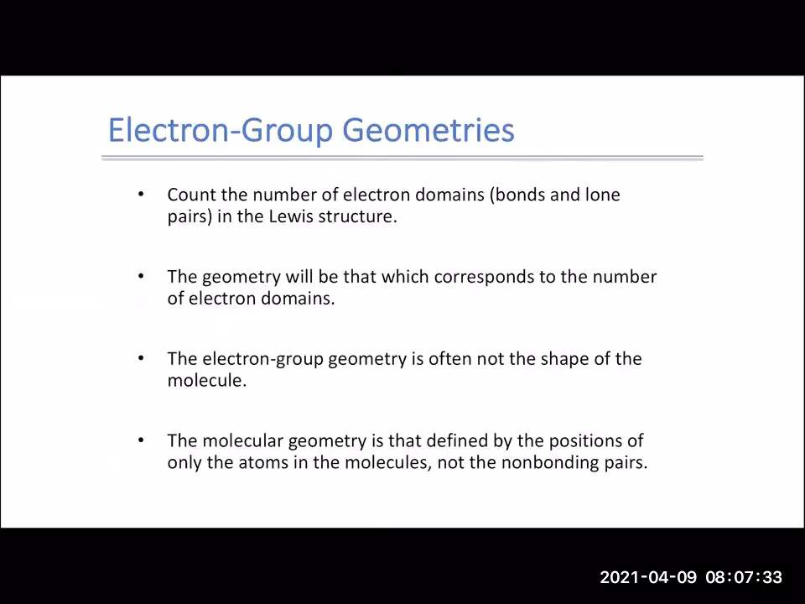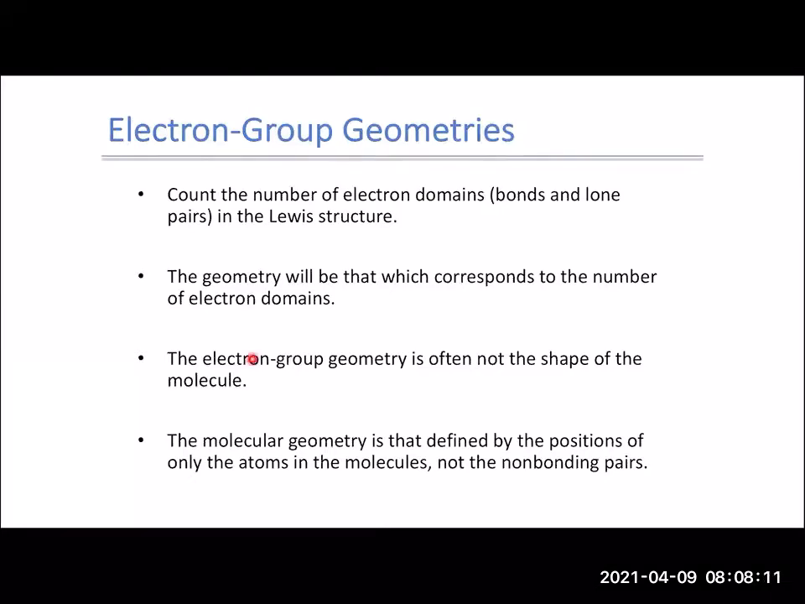Looking at one last thing with our electron groups and our electron group geometry. First, we want to count the number of electron domains. So I want to count how many groups I have. That's the bonding plus the non-bonding. For that, we have to draw a good Lewis structure for the molecule. Second, the geometry will correspond to the number of electron domains or electron groups. So if I have 6 things attached to my central atom, the geometry would be octahedral. If I have 4 things, the geometry would be tetrahedral.